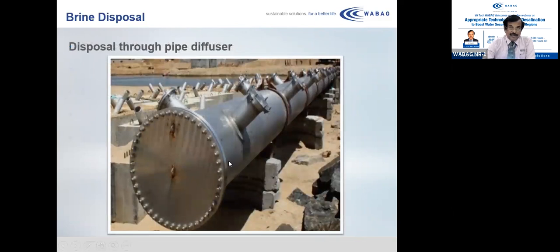This is the diffuser arrangement which is used in the Nemmeli desalination plant. It is a 40 meter long and 1.2 meter diameter diffuser with multiple nozzle arrangement and with a recirculation. With this diffuser we are able to disperse, and within a 30 meter radius we have measured that the brine concentration comes down, and the difference between the seawater and the brine is only 3% in the 30 meter radius.